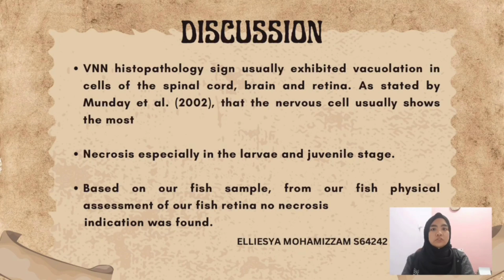NNV histopathology signs usually exhibit vacuolation in the cells of the spinal cord, brain, and retina. As stated by Munday et al., 2002, the nervous cells usually show the most necrosis, especially in the larval and juvenile stages. Based on our fish physical assessment of the fish retina, no necrosis indication was found.